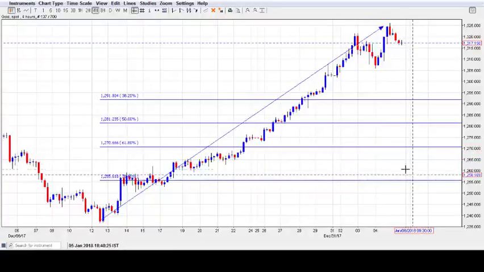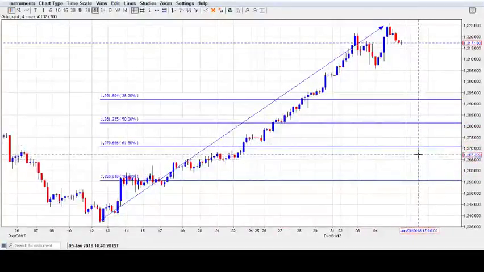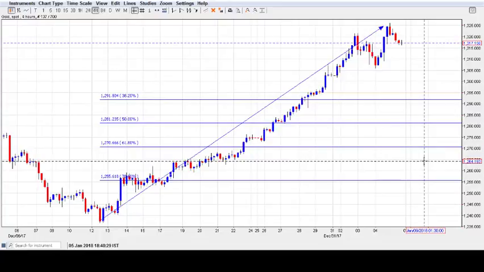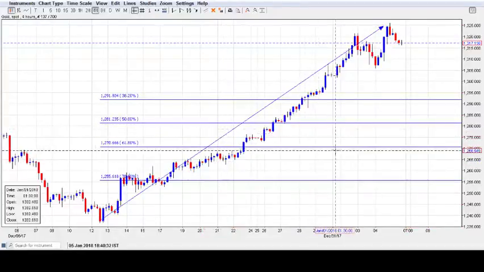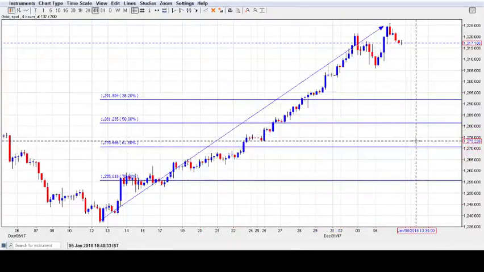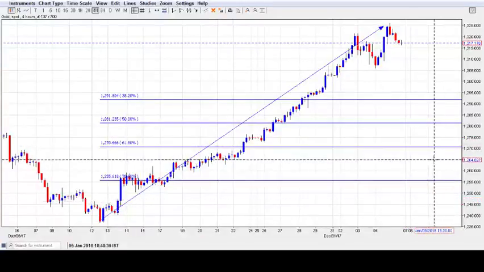Push below that would bring us to a different level actually. Then it would open up doors for a push towards 1200 levels as well. Right.